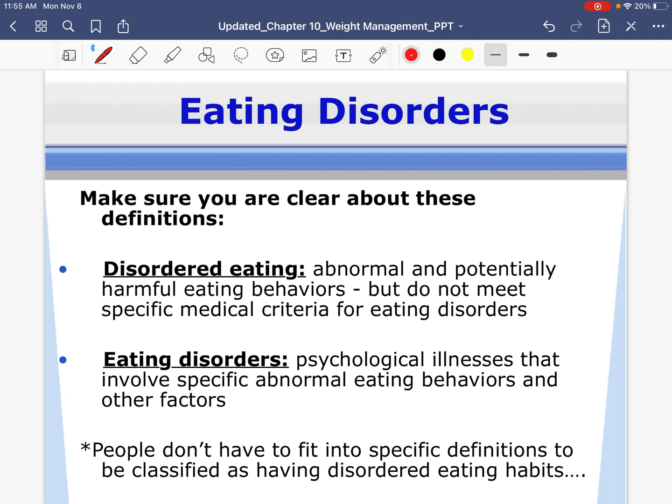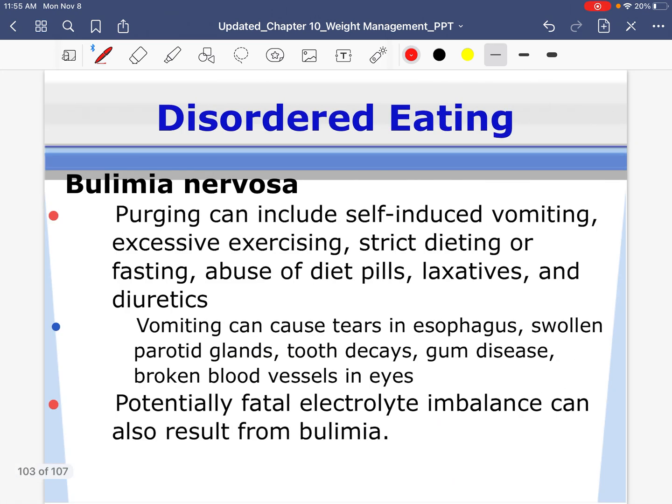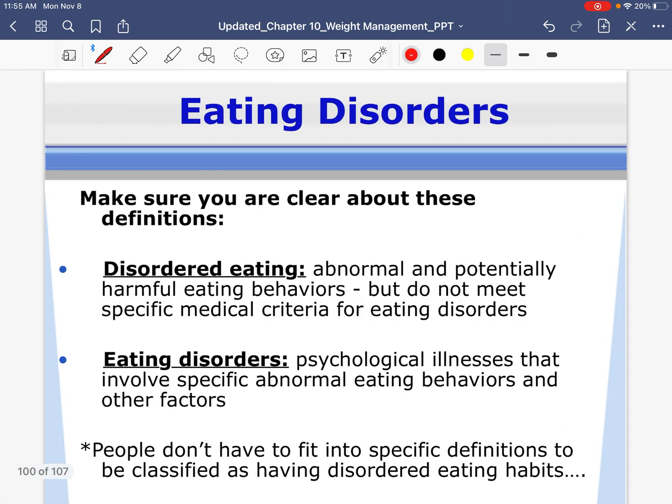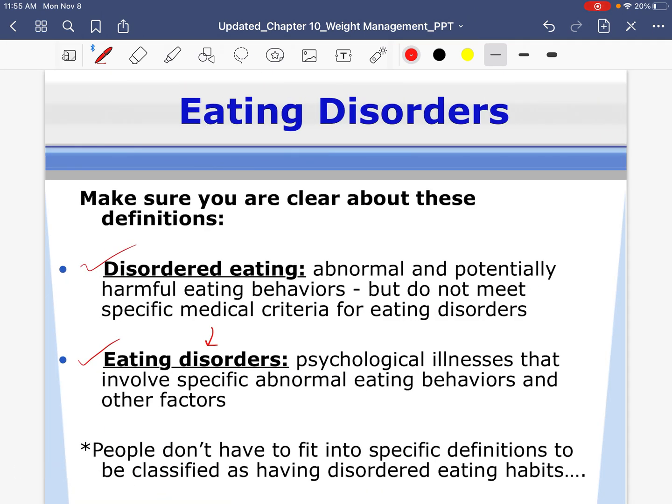Make sure you review some basic definitions: disordered eating or an eating disorder. Technically, an eating disorder is an illness that is defined by psychologists in the DSM, the Diagnostic and Statistical Manual. This is like a clinical situation that is diagnosed, versus disordered eating, which are patterns that can lead down to this. So disordered eating is just more of an unhealthy pattern, versus eating disorders would be something that's a little bit more severe.